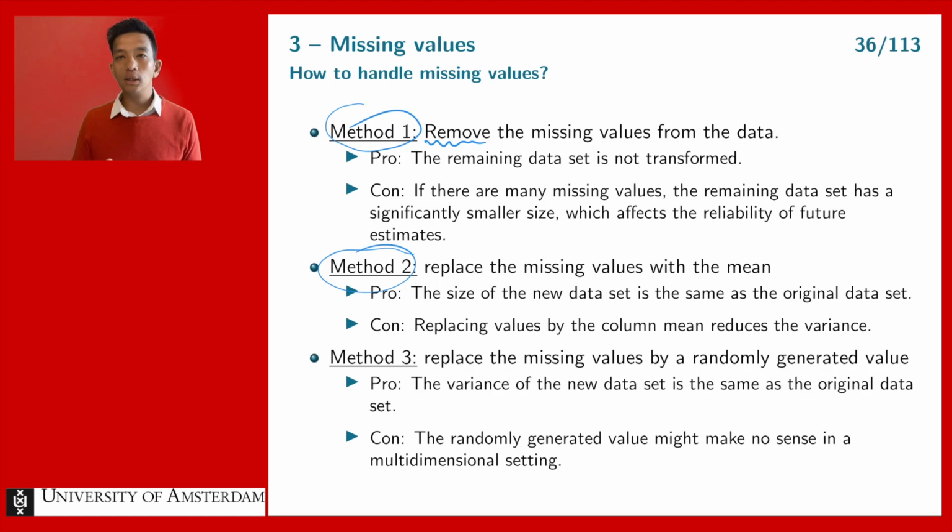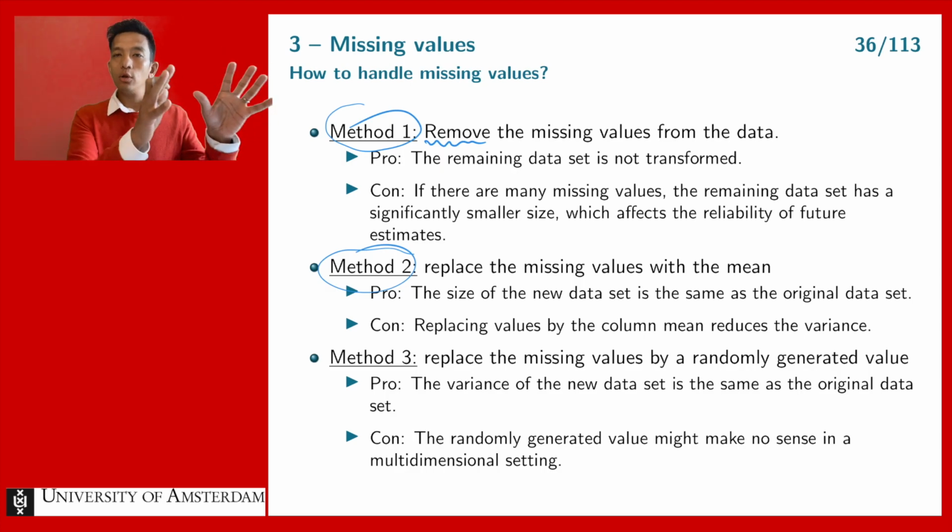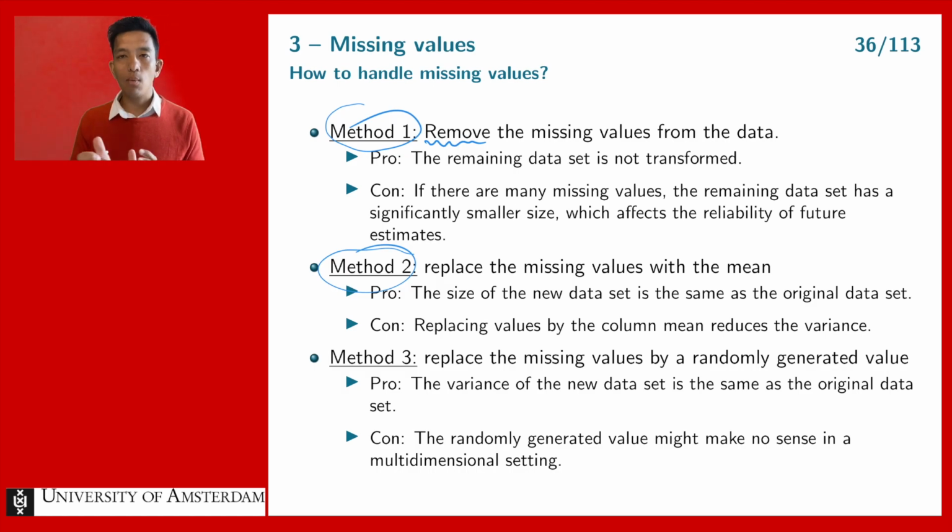And method 2 says, instead of removing the missing values, let's replace the missing values with the mean of the observations that I have. So you say, well, maybe I have 80 observations that are correct, so I can calculate an average, and then for the other 20 missing values, I plug in the mean. Right? I say they behave as the average of the rest.